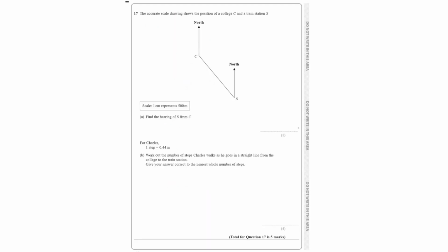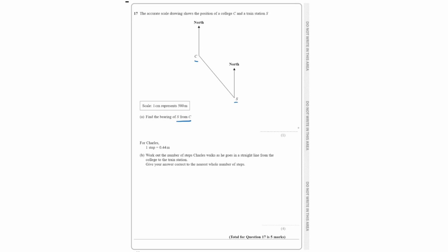Thanks for question 17. The accurate scale drawing shows the position of college C and a train station S. Scale is 1 centimeter represents 500 meters. Find the bearing of S from C. So what does that mean? Most students would simply take the angle here, but it's actually the college to the train station.